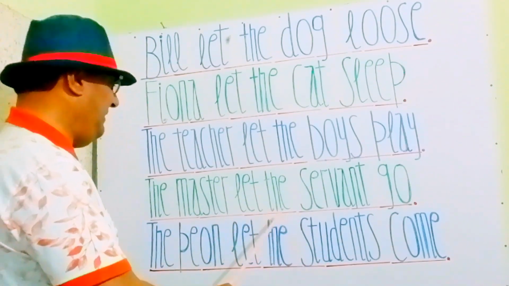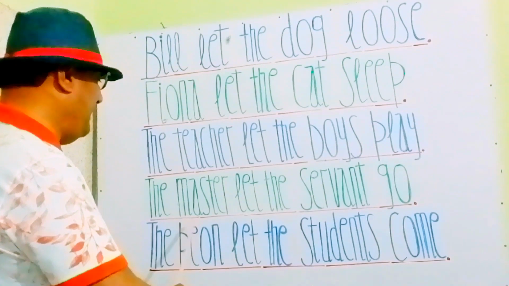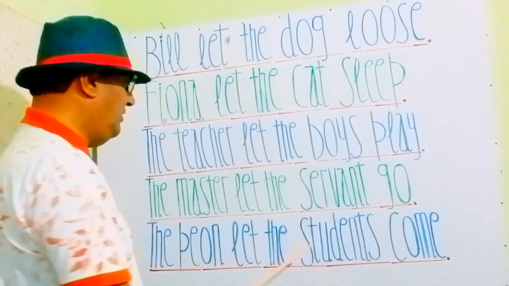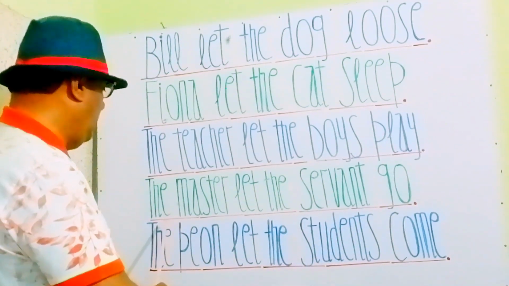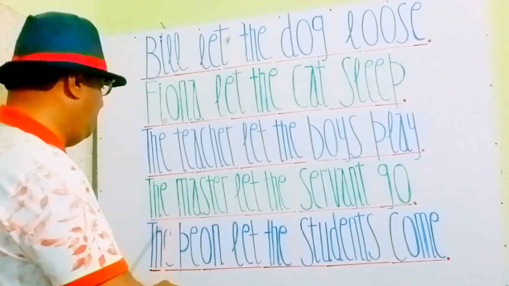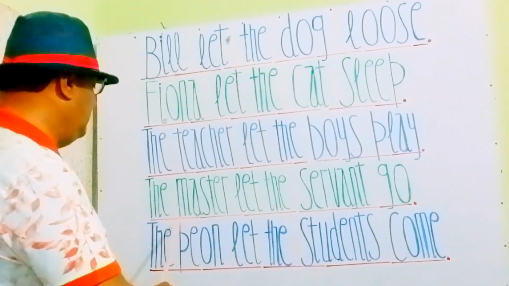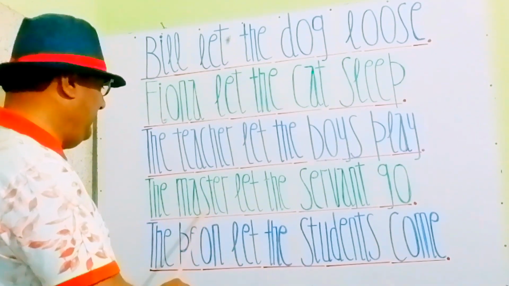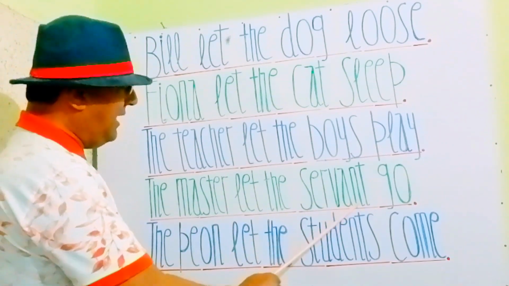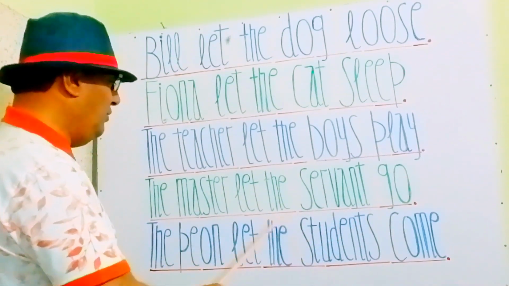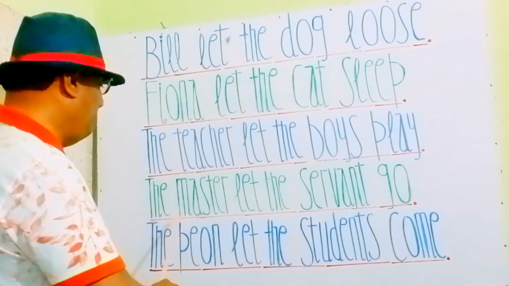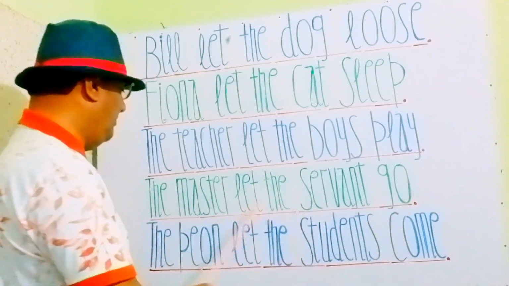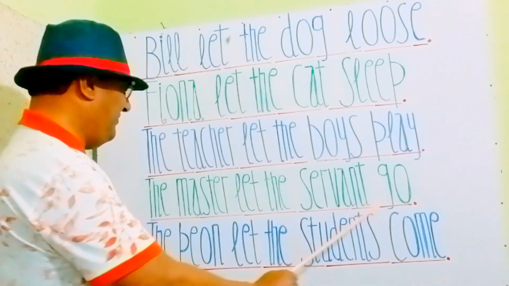The master let the servant go. Another beautiful statement. My students, the master, malik, ne nokar ko jaane diya. The master let the servant go.